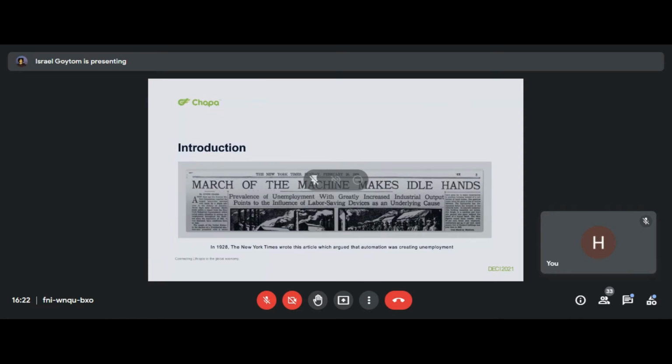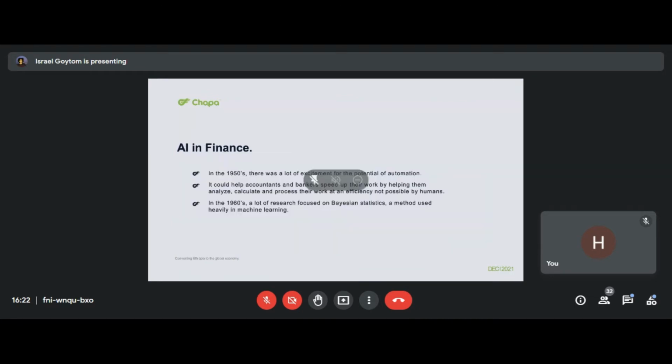Just before the Great Depression of the 1930s, there was an article published by the New York Times saying how much the machine makes idle hands, right? But actually, it's not like that. I don't know if you are practicing or trying to implement any AI algorithms, but until today, some of us are still struggling with classifying dogs and cats.